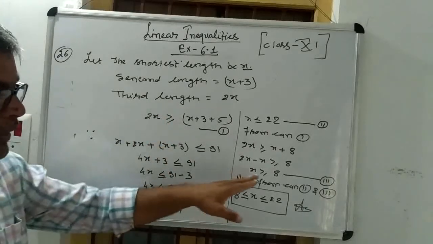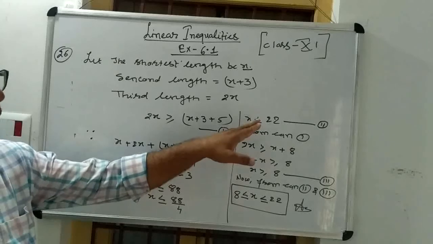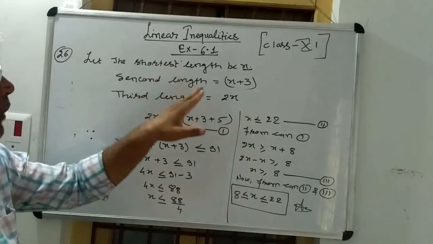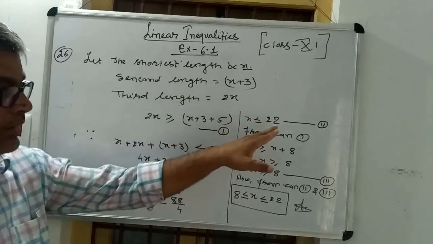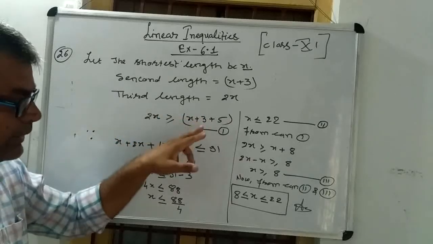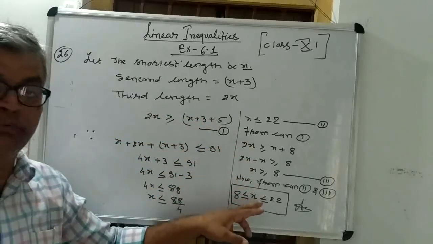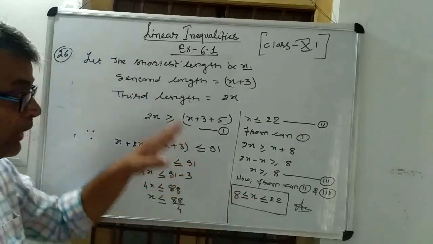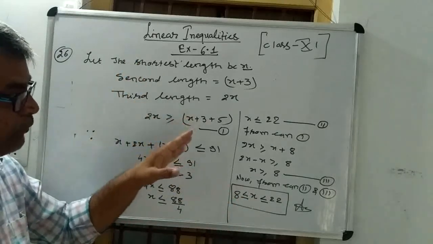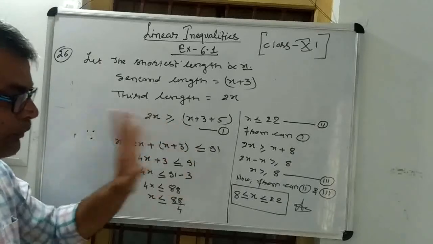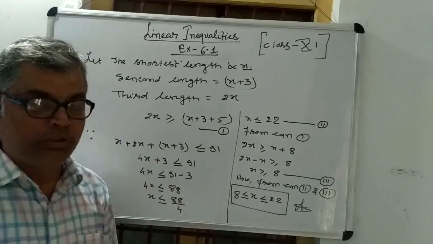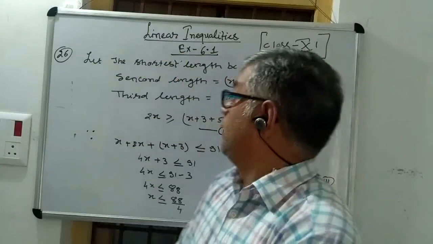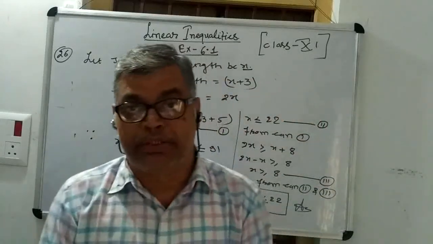From this condition we got the minimum length of the shortest side, but to satisfy this inequality you have to solve it also, and get the value of x which satisfies both inequalities, this one and this one also. So in this way your exercise 6.1 has been completed.